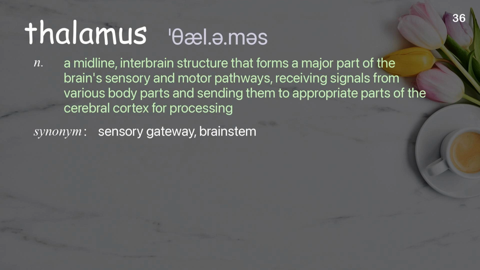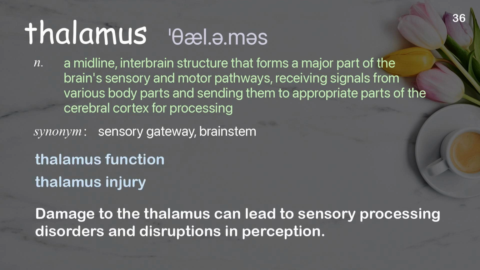Thalamus. A midline, interbrain structure that forms a major part of the brain's sensory and motor pathways, receiving signals from various body parts and sending them to appropriate parts of the cerebral cortex for processing. Examples: Thalamus function. Thalamus injury. Damage to the thalamus can lead to sensory processing disorders and disruptions in perception.